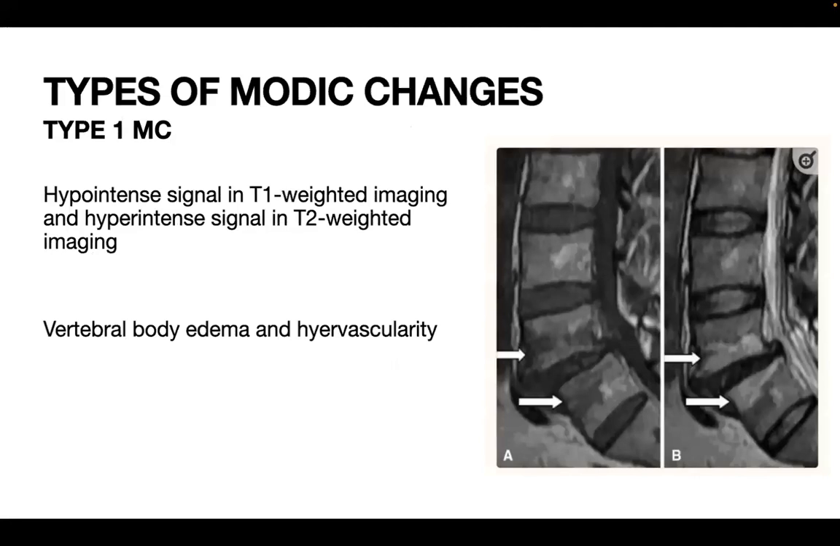Coming to the types of Modic changes, there are mainly 3 types. Type 1 Modic change usually presents as a hypo-intense signal in T1 weighted imaging and a hyper-intense signal in T2 weighted imaging. These type 1 Modic changes actually mean vertebral body edema and hypervascularity in the end plate region.